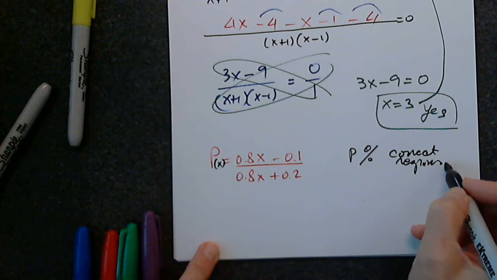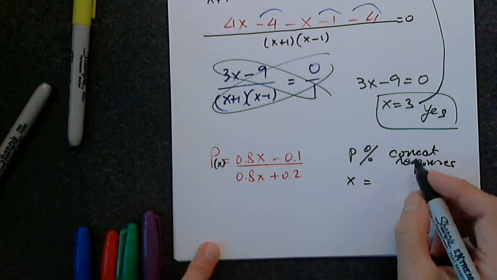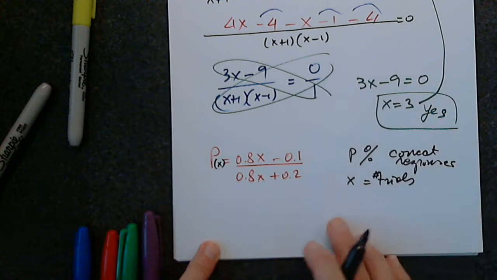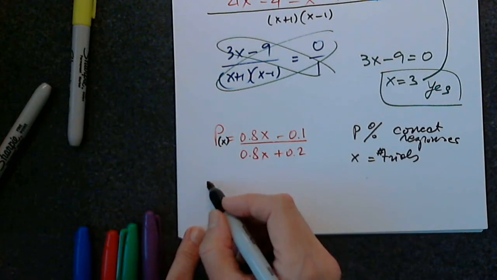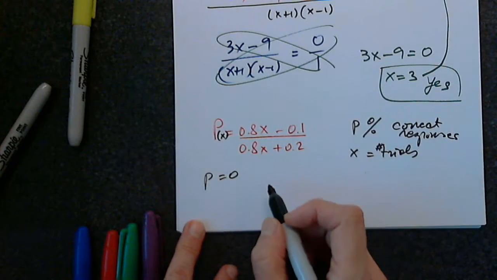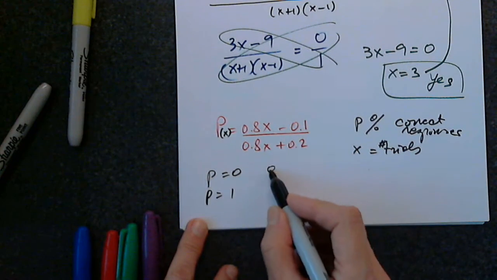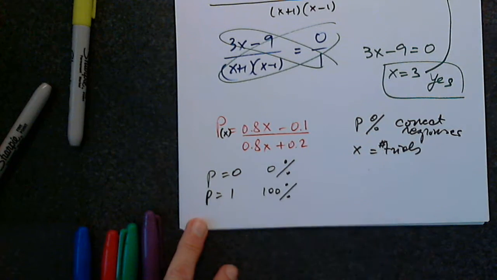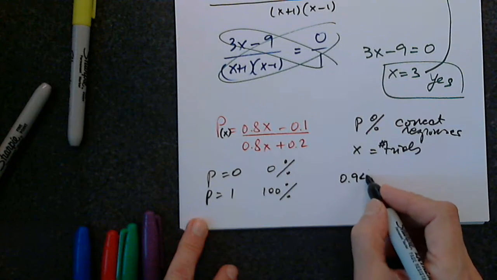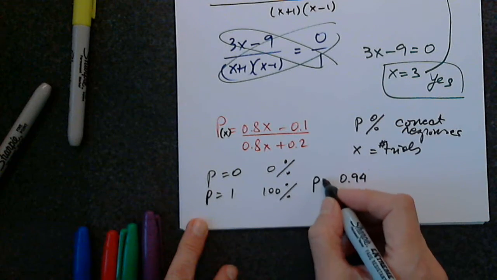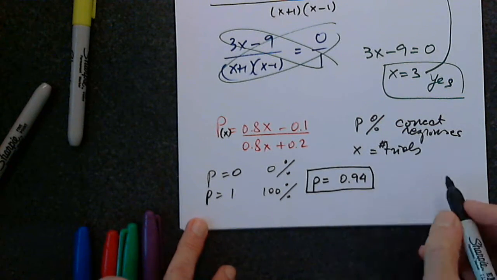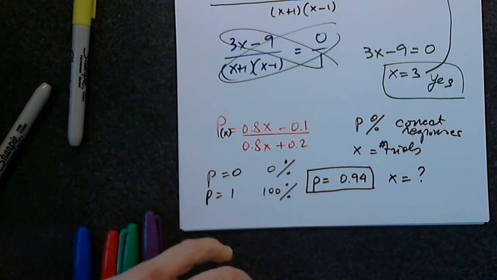We have to take notes. Trials, number of trials. Very good. P is in percent, and x is the number of trials. If P equals 0, there are no correct responses. If P equals 1, all responses are correct. So this is 0% and this is 100%. So how many learning trials are necessary for 0.94 of the responses to be correct? In other words, P equals 0.94, and we want to find x. Very good problem.